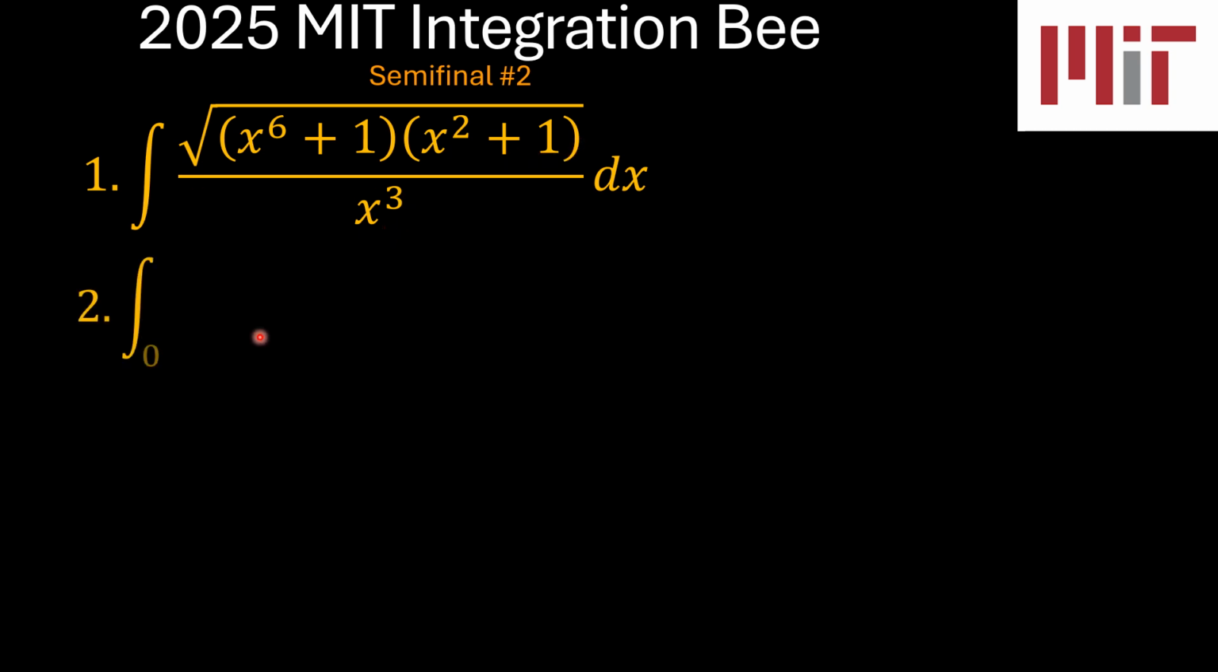The second problem in that semi-final was the definite integral from x equals 0 to x equals 1 of the natural logarithm of x over the square root of x minus x squared.